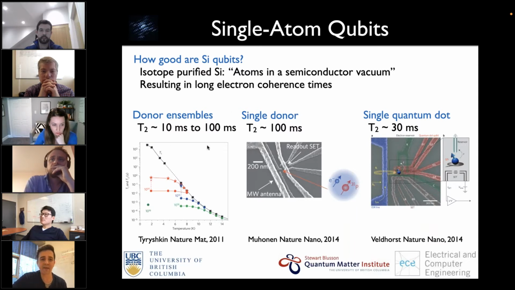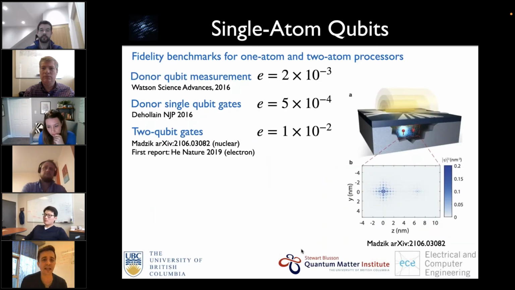And devices have been demonstrated, ensembles have been demonstrated with 10 to 100 millisecond electron coherence times. This is very long for a solid state system. It's close to the record. And then also for single donors and quantum dots in this isotope purified material, in the devices, these long coherence times are maintained. Okay, so what is the state of the art today?